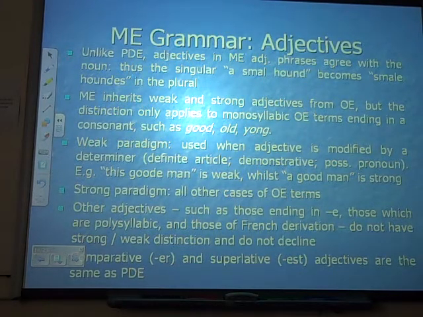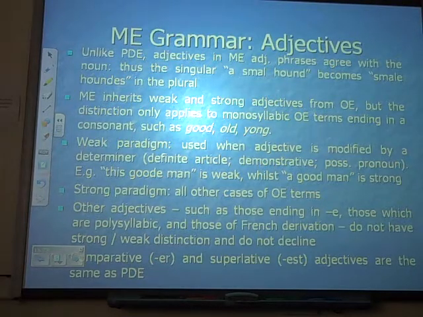The weak paradigm is used when the adjective is modified by a determiner. So again, what we mentioned before, the different types of determiner: definite article, demonstrative, or possessive pronoun. For example, this good man is weak, whilst a good man is strong, because a is an indefinite article. The strong paradigm just happens in every other case, basically.